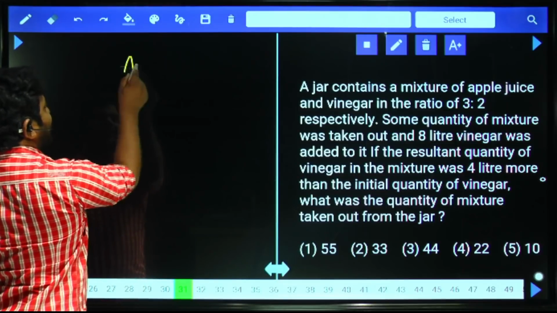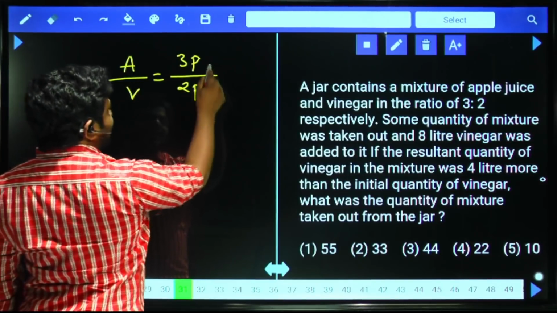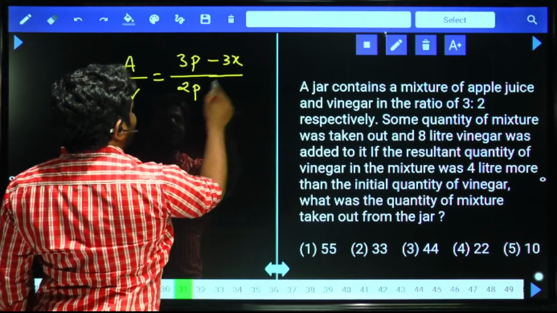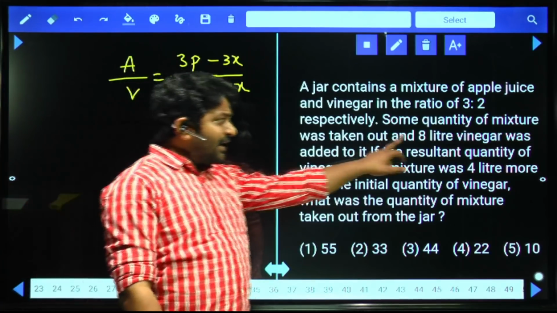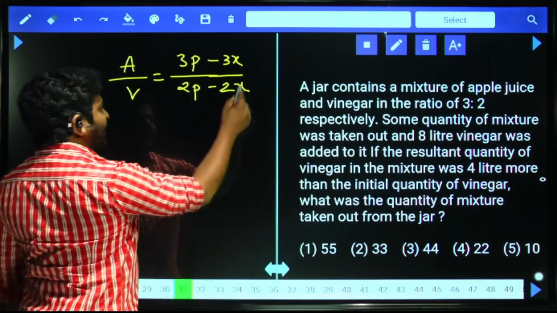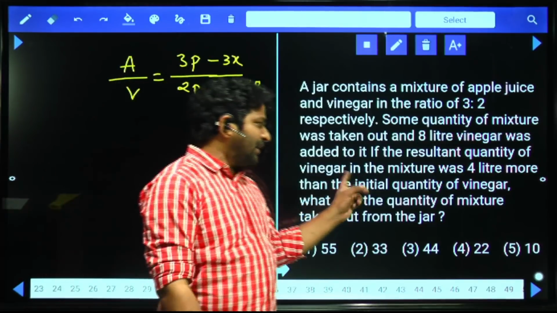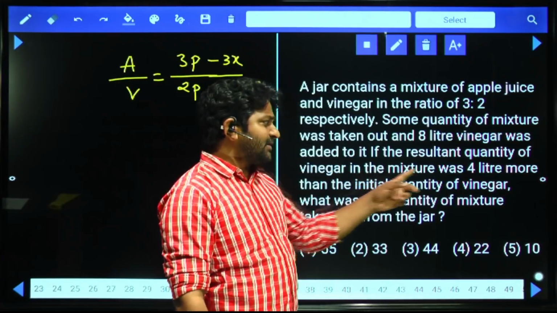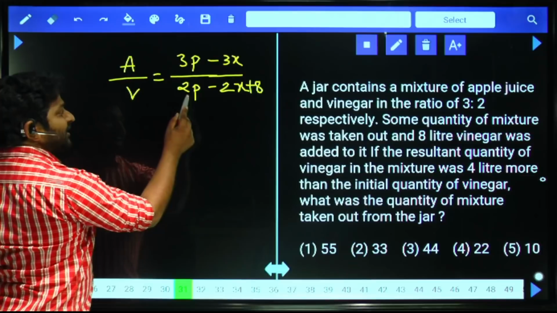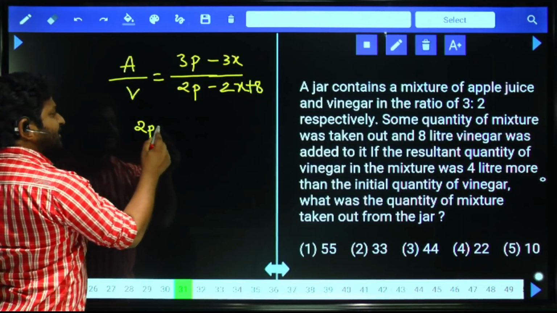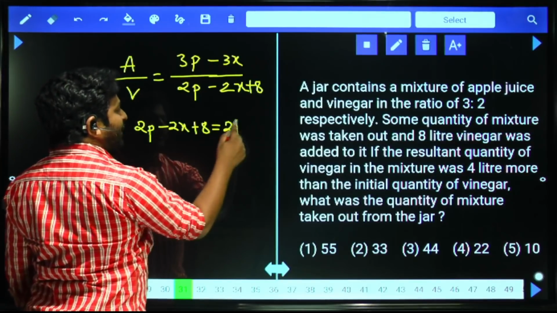We have two different things, apple and vinegar. We have 3 parts here and 2 parts here. Some quantity is taken out. Let it be 3x taken out and 2x taken out, in the ratio 3:2. And then 8 liters of vinegar is added. Here is the logic: the resultant quantity of vinegar is 4 liters more than the initial quantity of vinegar. The initial quantity of vinegar is 2 parts. So 2 parts minus 2x plus 8 is equal to 2 parts plus 4.